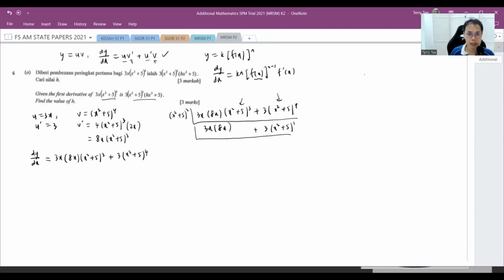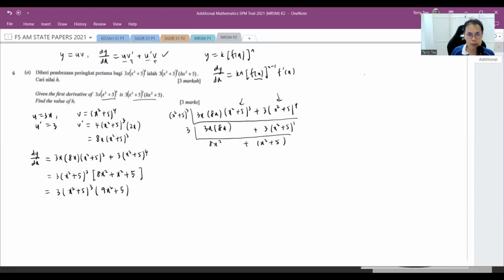Now, what else can I take out? I can also take out 3. I'm left with 8x times x. You can write x squared here, and I'm left with another x squared plus 5. So these two here, we can leave outside, (x squared plus 5) with the power 3. Whatever I have left, I'll just leave it in the bracket. Okay, so with that, I can just add them up. This will be 3 with the (x squared plus 5) power 3, and then 9x squared plus 5.